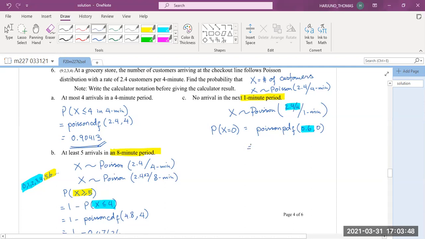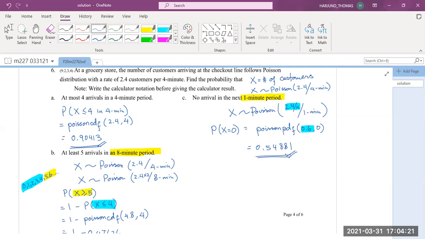That's Poisson PDF, 0.60. The probability is 0.54881. So more than half of the chance, almost 55% chance, that you can go for 1 minute, come back, and nobody's there yet. Okay, that's for page number 4.